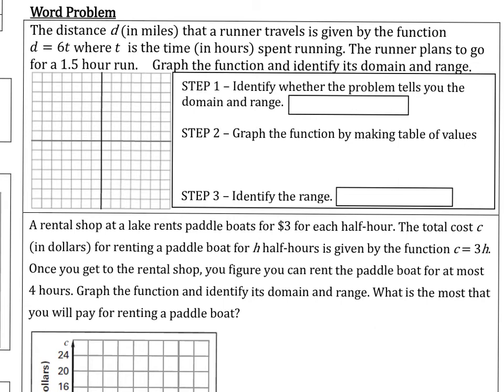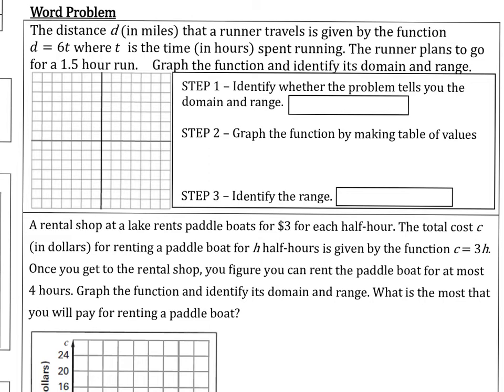Okay, let's look at 2 word problems. And the first one, we're going to look at a distance problem. The distance d in miles that a runner travels is given by the function d equals 6t, where t is the time in hours spent running. The runner plans to go for a 1.5-hour run. Graph the function and identify its domain and range.